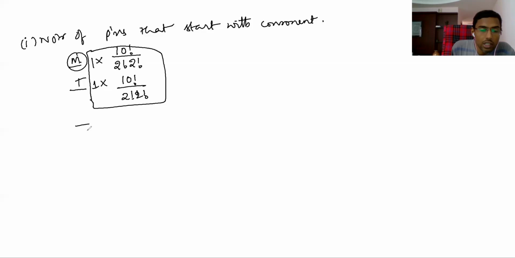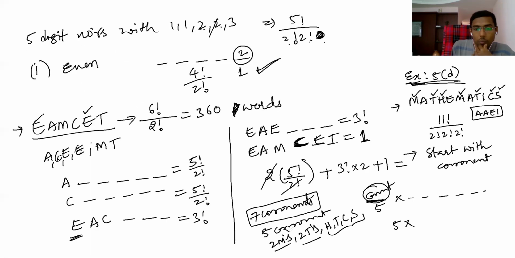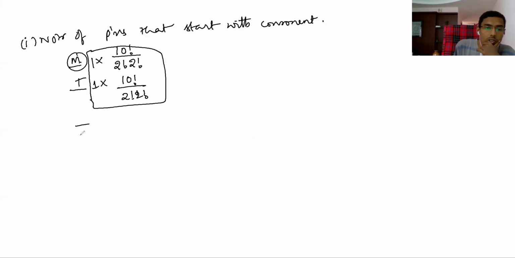If it starts with any other consonant, what is that consonant? Here, I wrote it. If it's starting with M, how many start with M? How many start with T? I wrote. How many start with either R, H, C, S? So if you arrange, that is 4: R, C, H, S. So any one of them if you arrange, that is 4 factorial ways, 4 ways.